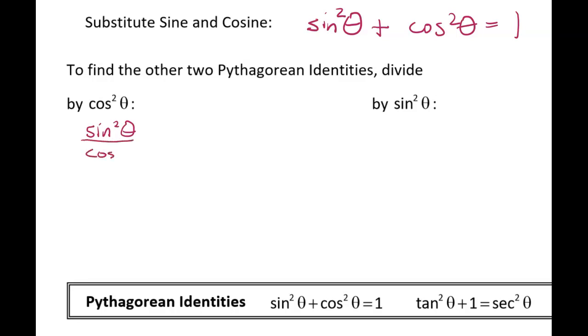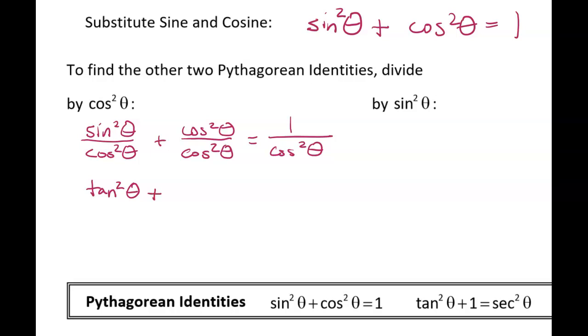So we start with sine squared plus cosine squared is equal to 1. And then we divide both sides of the equation by cosine squared of theta. Now we can rewrite each of these fractions. Remember that sine over cosine is tangent, so sine squared over cosine squared is equal to tangent squared of theta. Cosine squared over cosine squared is 1, and 1 over cosine squared, since cosine is the reciprocal of secant, is secant squared.